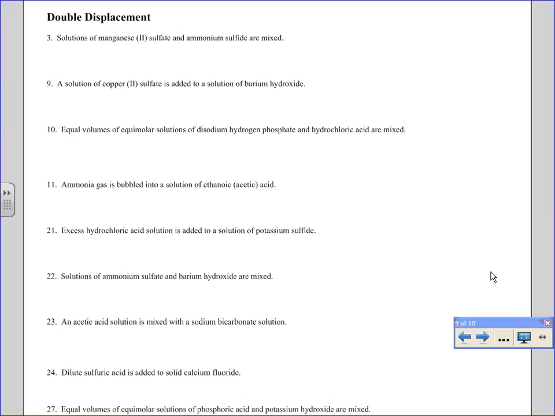The different products are going to be either the result of a precipitation reaction, the result of a gas being formed in the reaction, or the result of an acid-base reaction, which could be a proton transfer or a reaction of a strong acid and base producing a salt and water.